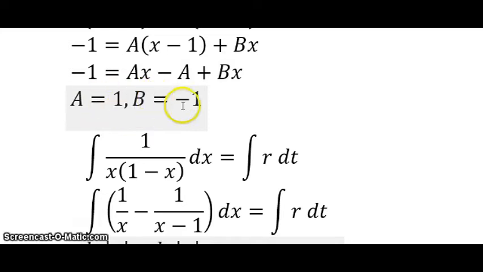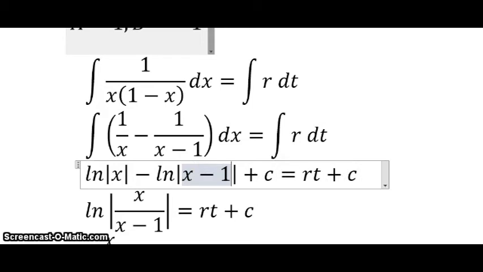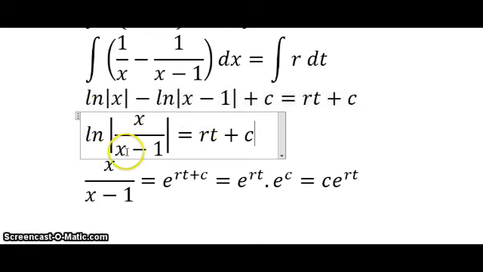After we get these values, we go back to our first equation, and dividing the equation by x times (1 minus x) becomes this equation. After that, we integrate and we get ln x minus ln (x minus 1) equal to r times t plus c. With algebraic manipulations, we get x over (x minus 1) equal to e to the power of (r times t plus c), or C times e to the power of r times t.